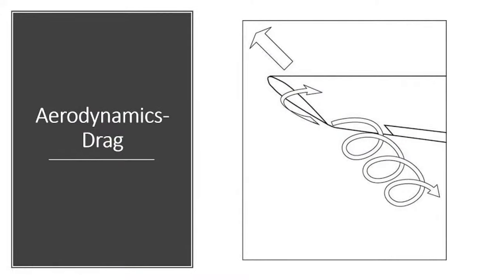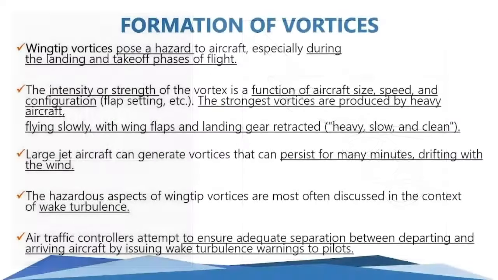Okay, so that's kind of the diagram of what it would look like. Now, the reason why we talk about these wingtip vortices is this actually creates something called wake turbulence, which is a hazard for pilots. So wingtip vortices pose a pretty significant hazard to aircraft, especially during the landing and takeoff phases of flight.